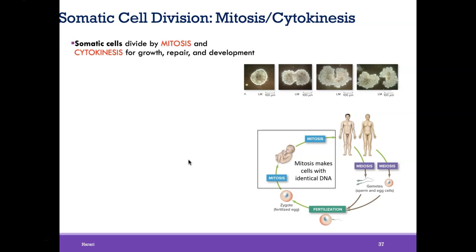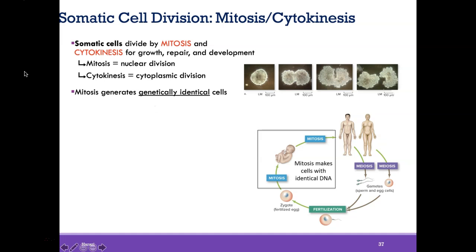Somatic cells divide by mitosis and cytokinesis. Every time you scrape your knee and need to repair your skin cells, this is mitosis. As a new baby is developing, that's mitosis. Growth from child to adult is mitosis, and cytokinesis, I should say. Mitosis is division of the nucleus, and cytokinesis is division of the cytoplasm. Together, mitosis and cytokinesis equals cell division.